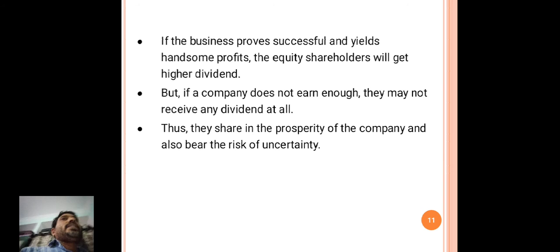It depends upon the successful running of the business. If a business is getting good profits, huge profits, then the equity shareholders may get a higher rate of dividend. If the business is in loss, there is no dividend to the equity shareholders. The rate of dividend depends on the successful running of the business. This is about the equity shares or equity shareholders.